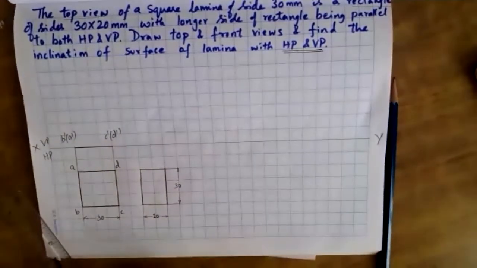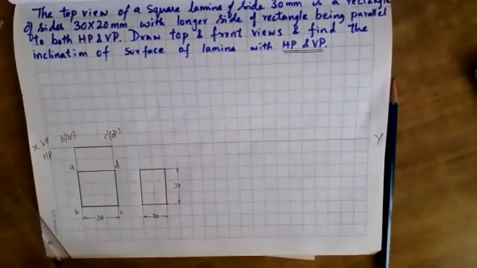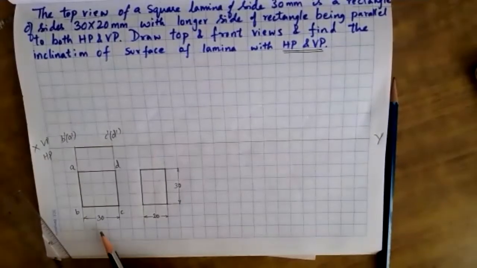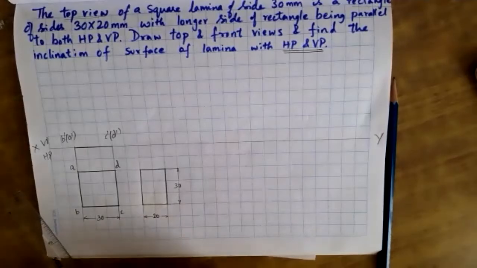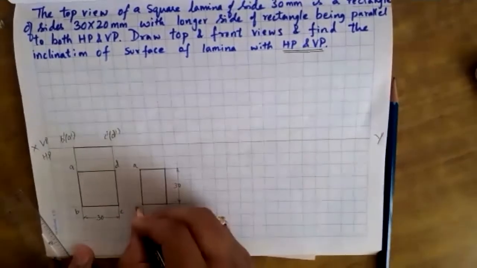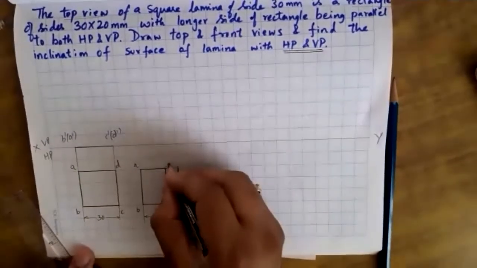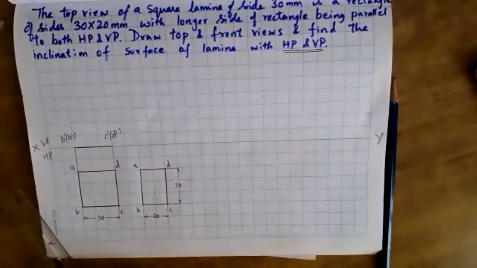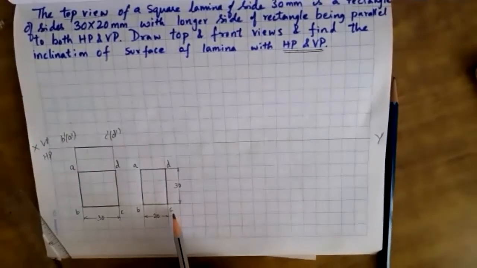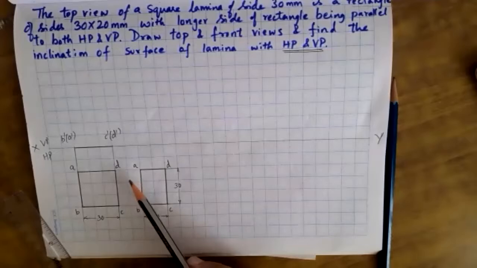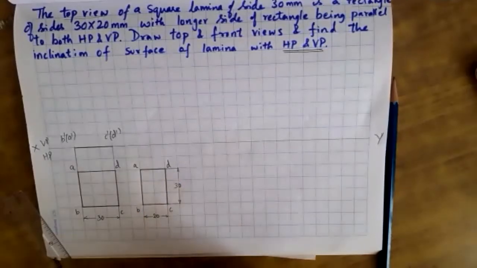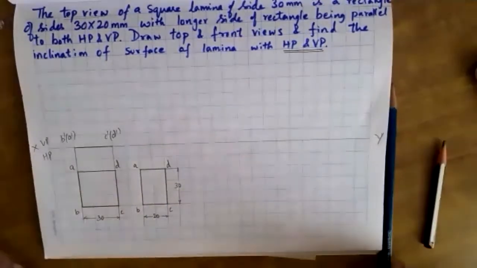What is seen when the lamina is inclined at a particular angle? Here you can see square 30. Here, a 30 by 20 rectangle. Now again I'll name it A, B, C and D. Which is the longest side of this rectangle? 30. Yes, 30 is the longest side. The name can be AB or DC, both of it. Got it? Anything can be there.